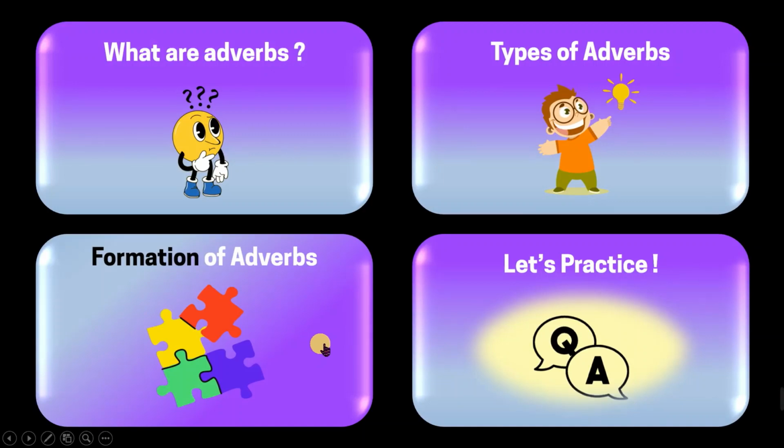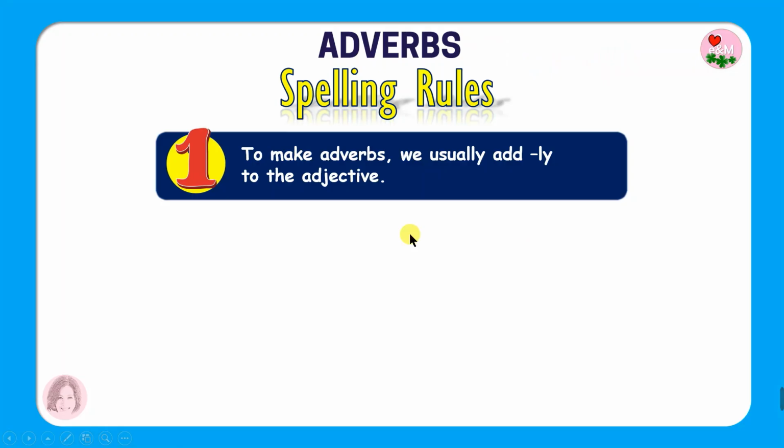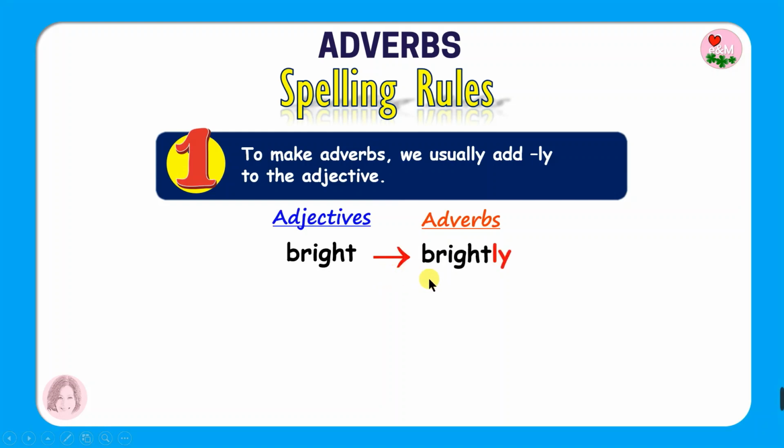After knowing about the adverbs, let's see how the adverbs are formed. Formation of adverbs. First, to make adverbs, we usually add ly to the adjective. For example, the adjective is bright. We will add ly, and the adverb will be brightly. Next, the adjective is loud plus ly, so the adverb is loudly. Slow plus ly, it becomes slowly.